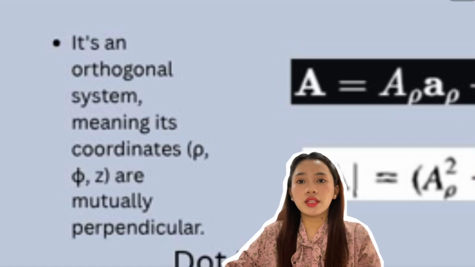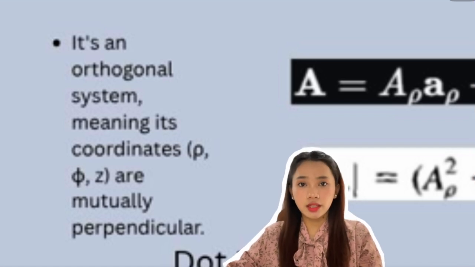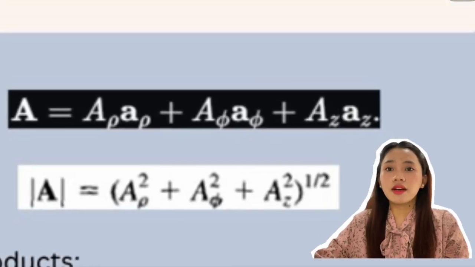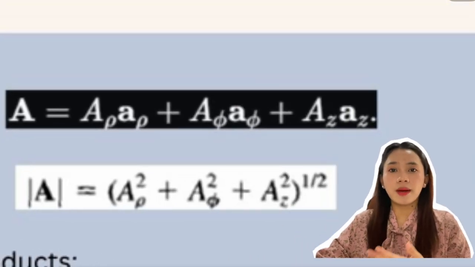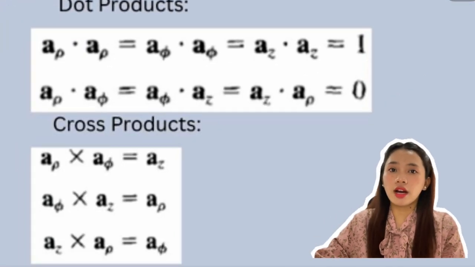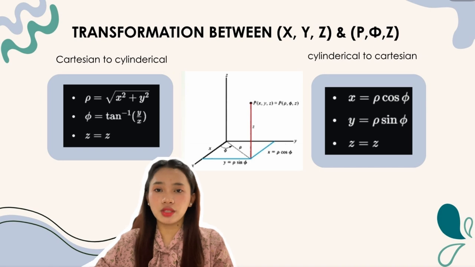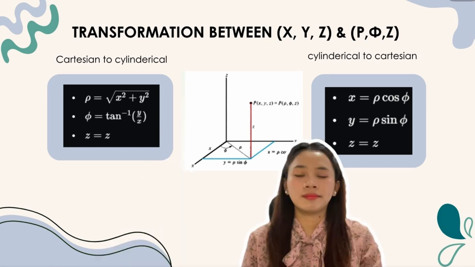Since it's an orthogonal system, its coordinates are mutually perpendicular. This is the vector A representation, and this is the magnitude of the vector A for cylindrical. Meanwhile, these are the dot and cross products. The transformations between Cartesian and cylindrical coordinates are shown here.